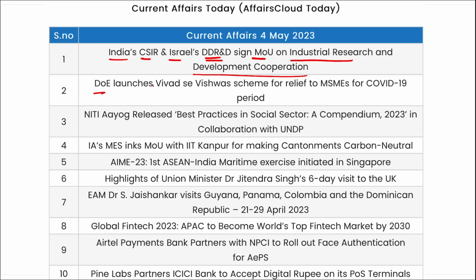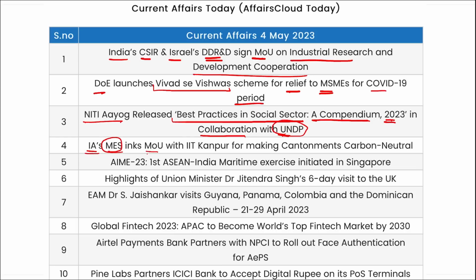DoE launched the Vivad Se Vishwas scheme for relief to MSMEs for the COVID-19 period. NITI Aayog released a best practice in the social sector, a compendium 2023, in collaboration with the United Nations Development Programme. Indian Army's MES signed an MOU with IIT Kanpur for making cantonments carbon neutral. AIME 2023, the first ASEAN-India Maritime Exercise, was initiated in Singapore.